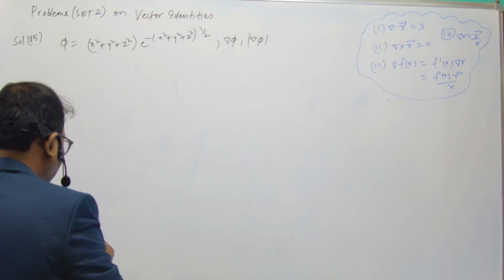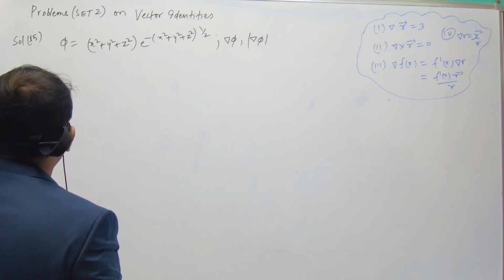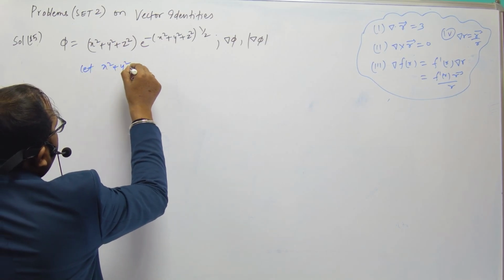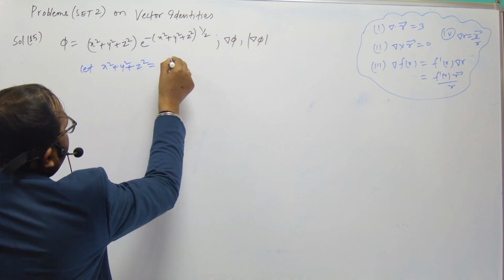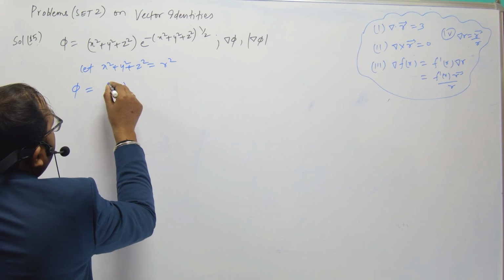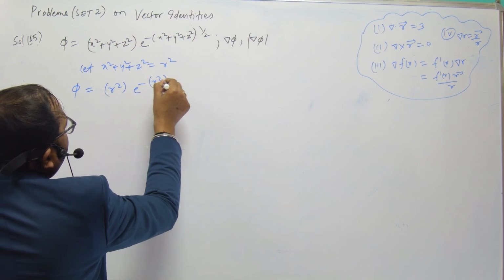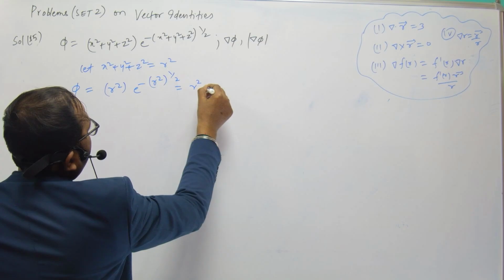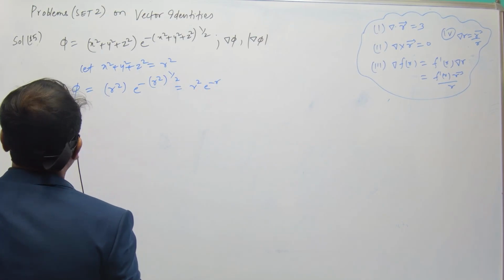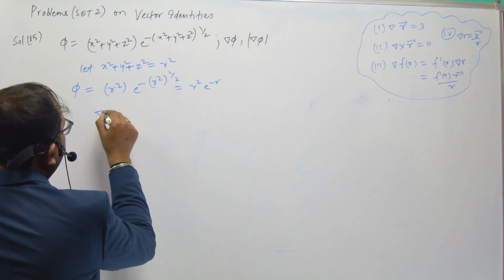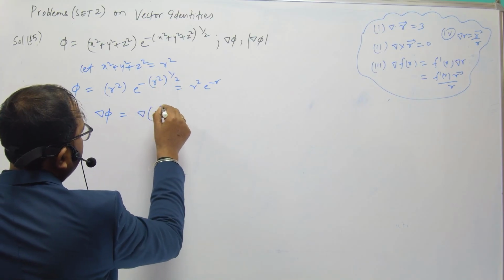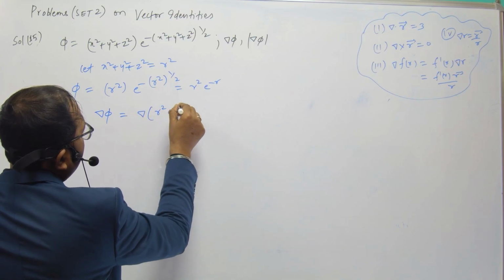Let us solve this. Let x square plus y square plus z square be equal to r square. From here we have the value of phi as phi equal to r square e to the power minus (r square) to the power 1 by 2, which is equal to r square e to the power minus r. This is the value of phi. So we have to find the gradient of phi, which is equal to gradient of r square into e to the power minus r.